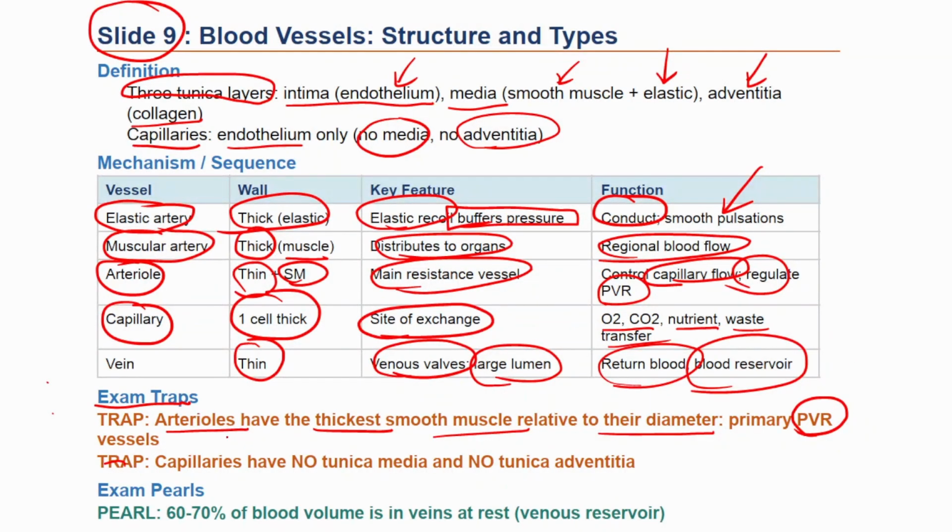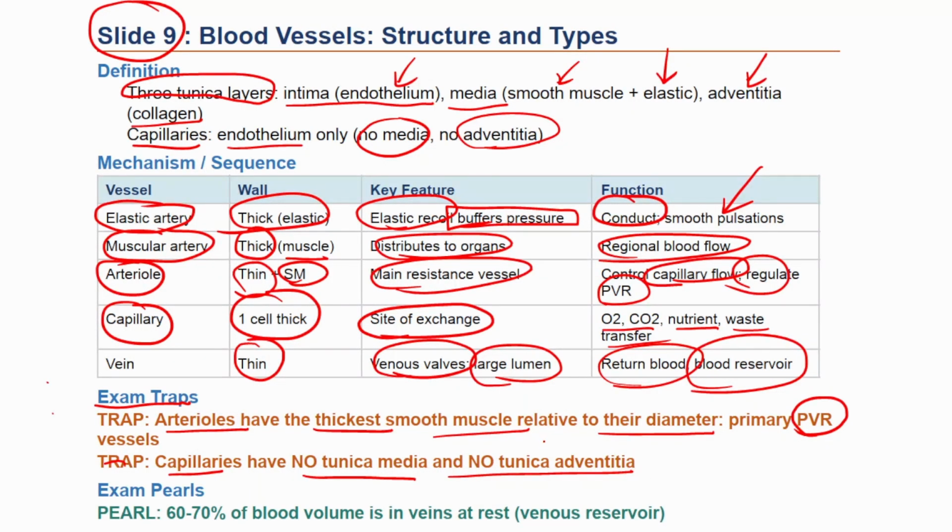Another classic multiple choice trap targets the minimalist histology of the exchange beds. Question stems will try to trick you by asking about the thickness or composition of the smooth muscle or collagen coats inside a capillary wall. Remember the strict rule from this slide: capillaries are purely one cell thick and possess absolutely no tunica media and no tunica adventitia.